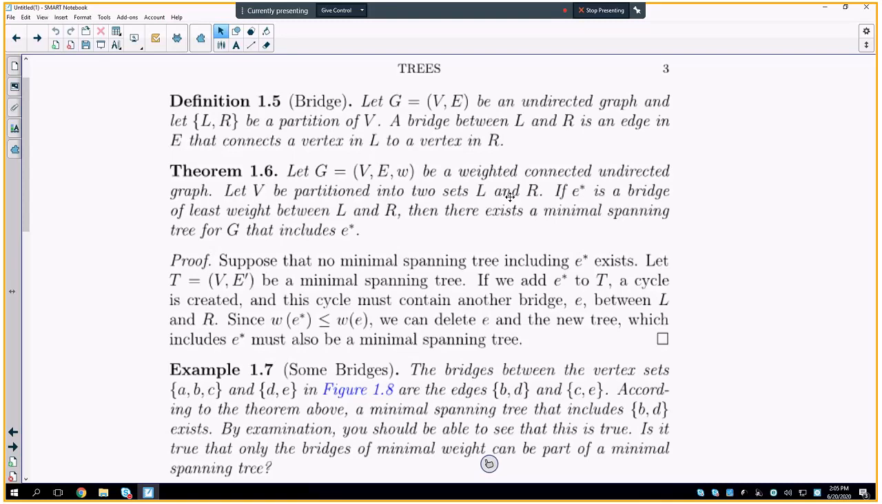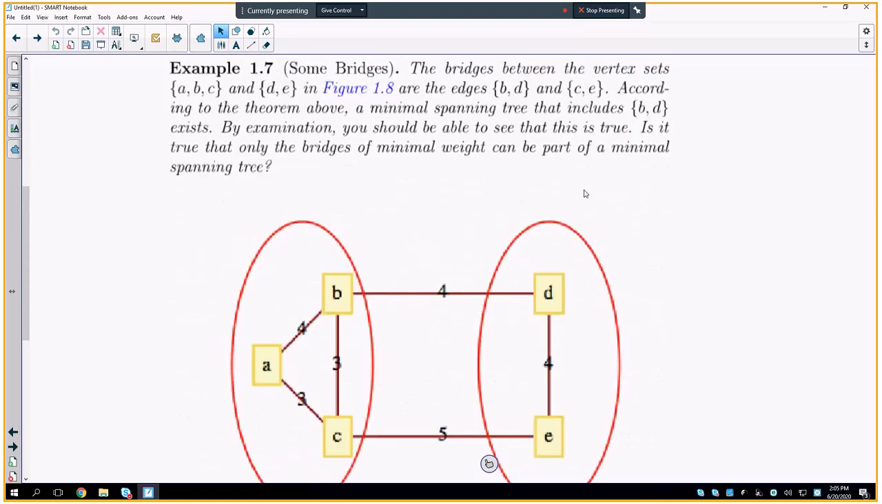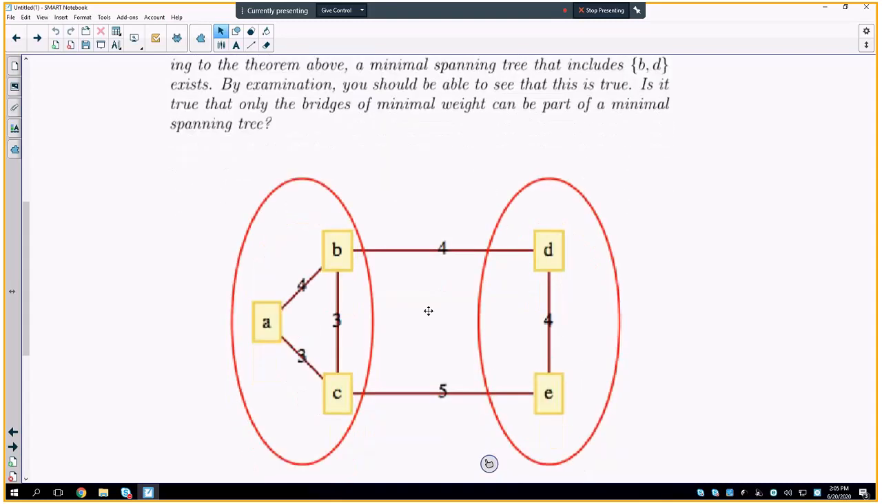Example 1.7 describes the bridge. If we go to that example, we have these oval shapes representing L and R. In L, we have three vertices A, B, C, and in R, we have two vertices D and E. The bridges are the edge between B and D, which has edge weight 4, and the other bridge is the edge between C and E, which has edge weight 5.